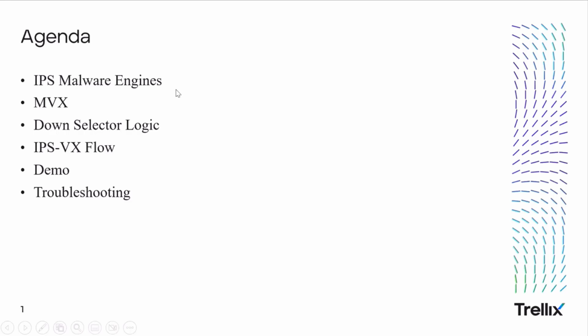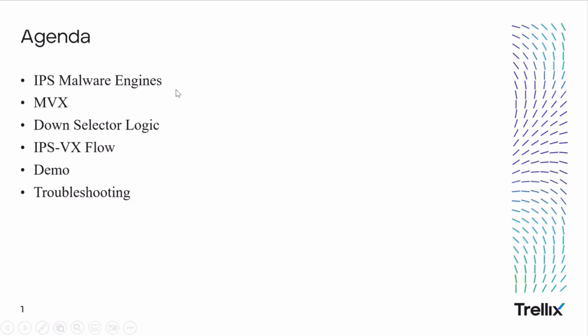Today we will discuss the IPS to VX integration feature, which has been introduced in the 10.1 M10 release. This is the agenda I am planning to cover. First, we will discuss the IPS malware engines, followed by an overview of the MVX. Then we will see the down selector logic, that is, with the addition of the VX, how does the current down selector logic look?